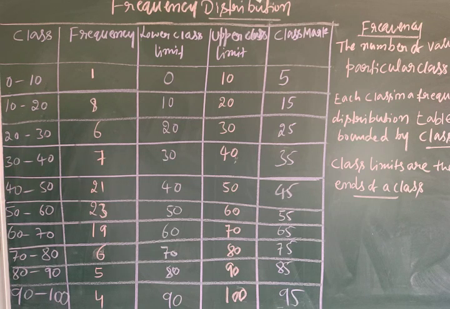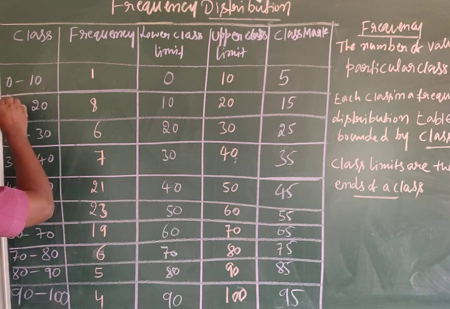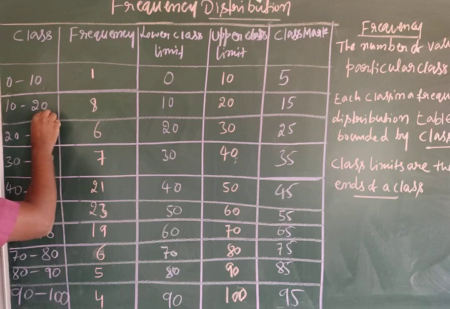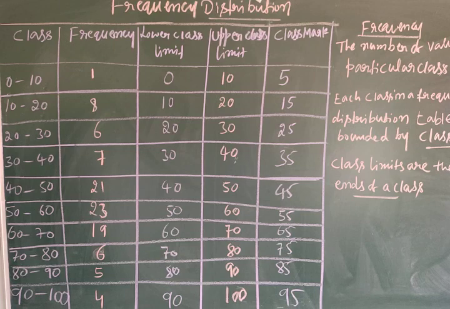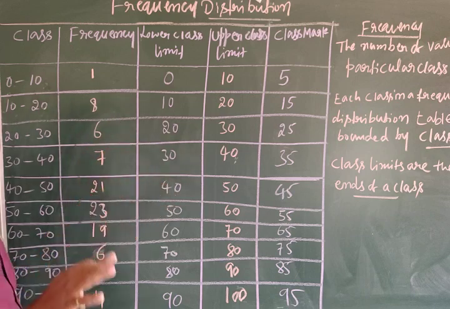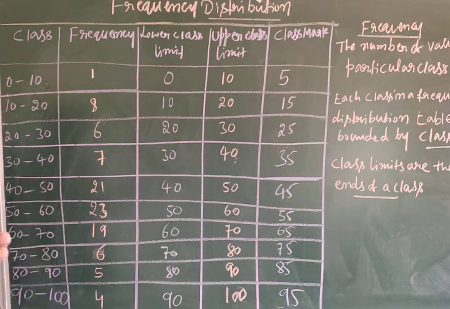Actually, class limits are the two ends of classes. This is one end, another one is the other end. Each class has two ends. That means class limits are the two ends of a class.